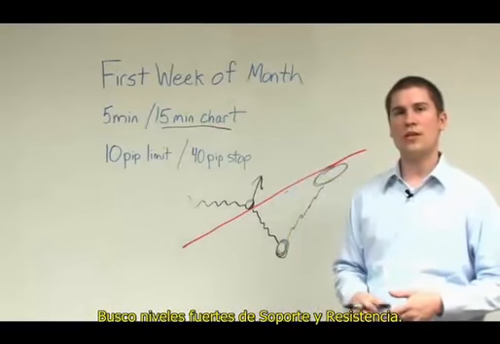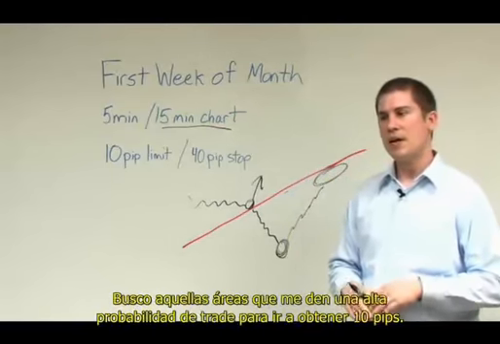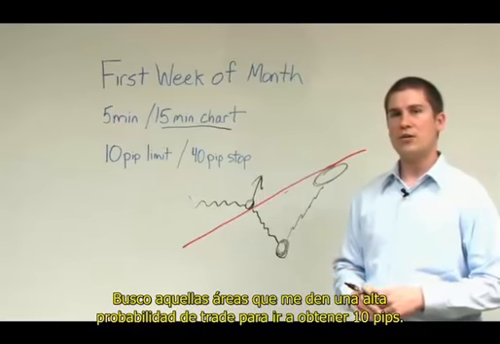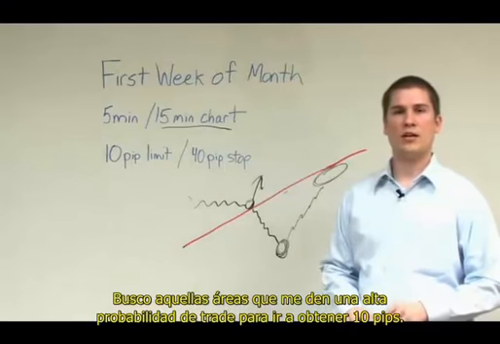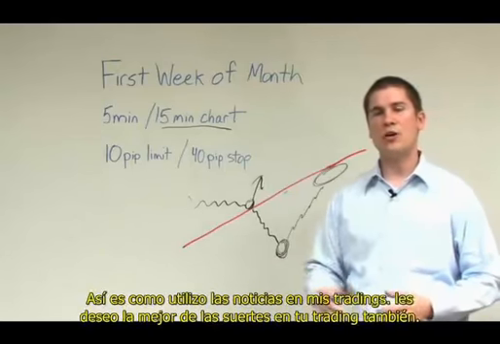I'm looking for strong levels of support and resistance, and then I'm looking for those areas that could give me a higher probability trade, where I've got the best opportunity to go ahead and collect 10 pips. So that's how I use news in my trading.